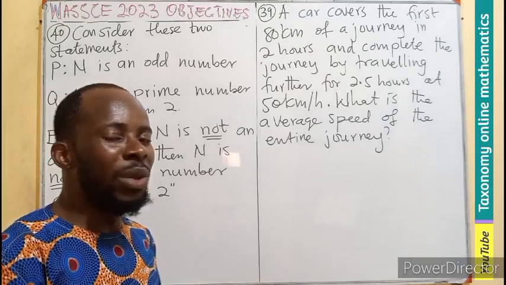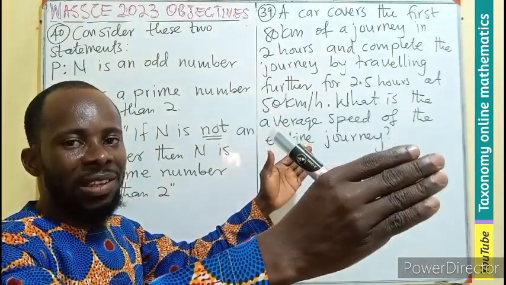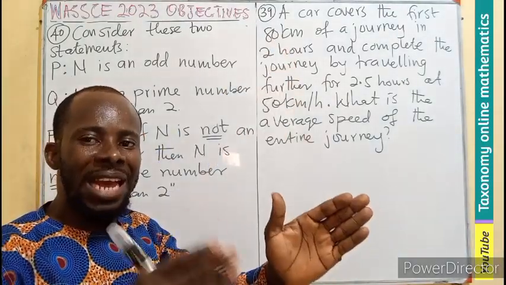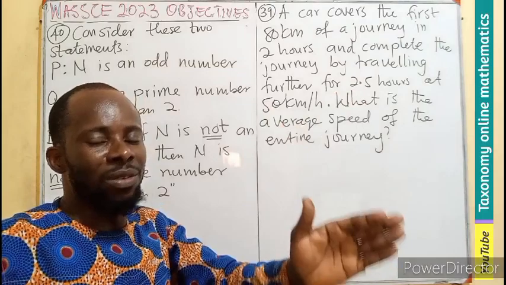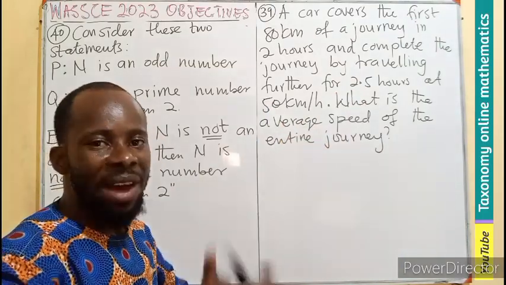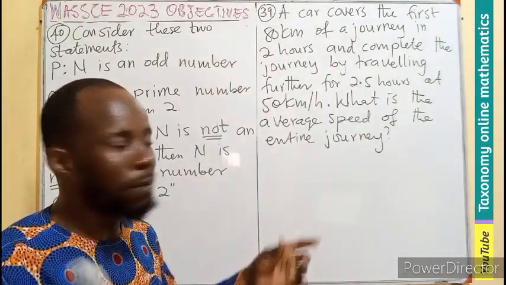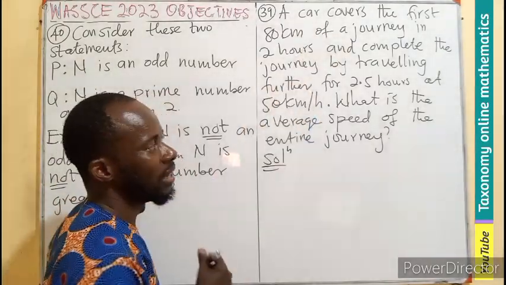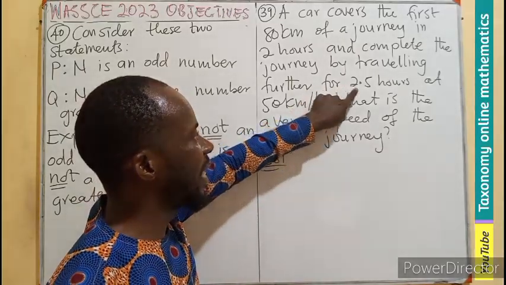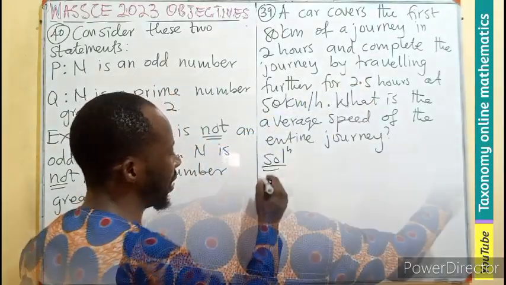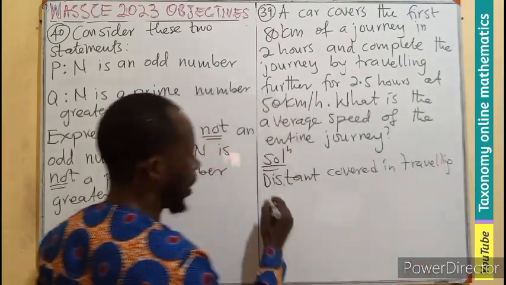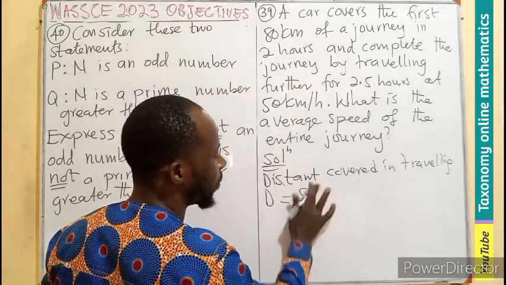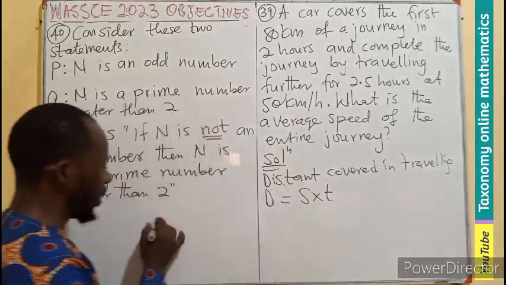So now what we need to know is the distance covered for the first part of the journey, which we know is what? 80 kilometers. Then we need to know the second part. What is the distance? Then total distance divided by the total time will give you the average speed. So we need to find the distance in the second part of the traveling. So distance covered, we are going to have d equals s times what? Time.